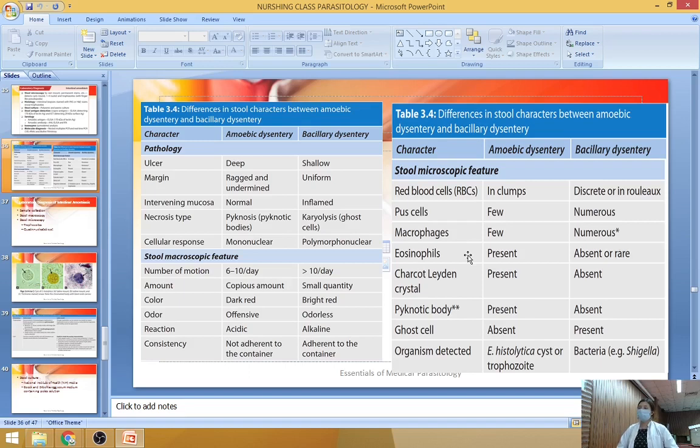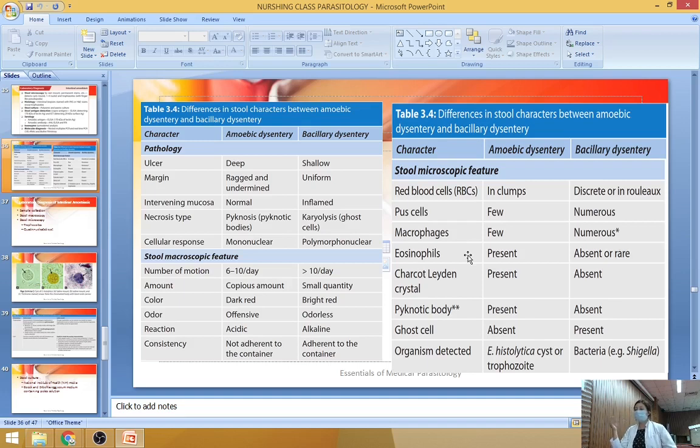Differentials in stool character between amoebic dysentery and bacillary dysentery in case of the microscopic feature. When we see under the microscope, red blood cells, RBCs, will be more in case of amoebic dysentery as compared to bacillary. In case of bacillary, it will be less. Cells will be few in case of amoeba. In case of bacillary, there will be numerous. Macrophages will be few in amoebic, then numerous in bacillary. Charcot-Leyden crystals are the diagnostic feature of amoebic dysentery, present in amoebic dysentery and absent in bacillary dysentery.